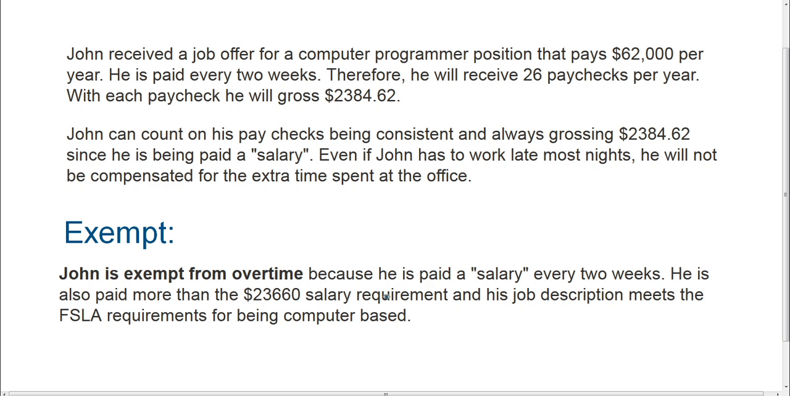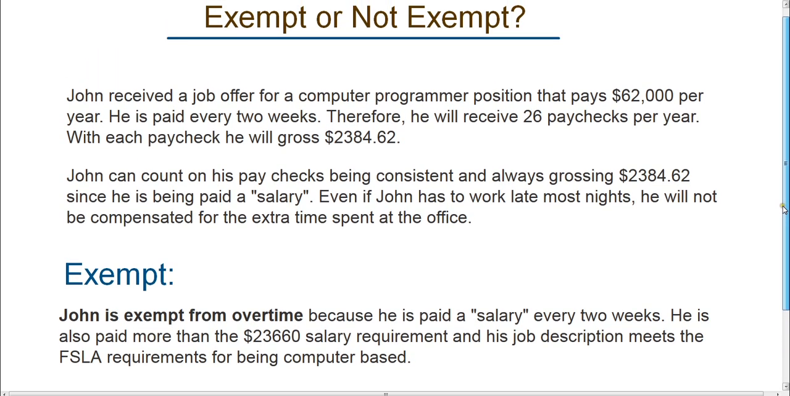And you can go to their website to get a more detailed job description for each of those jobs that are required in order to be exempt. So because of these 3 requirements, John is a salaried employee who is exempt from overtime pay. You would not need to pay him if he works more than 40 hours per week.